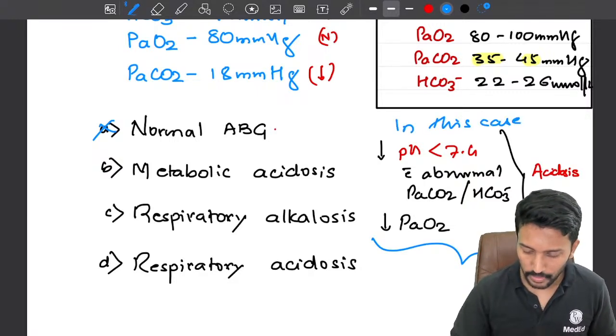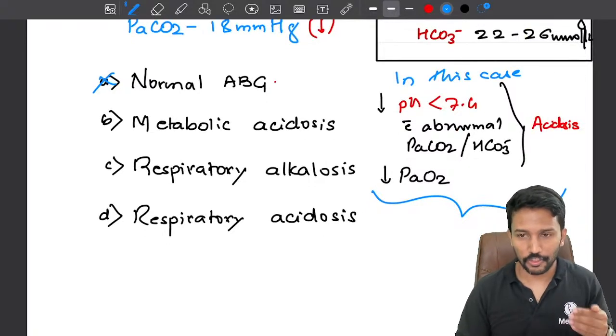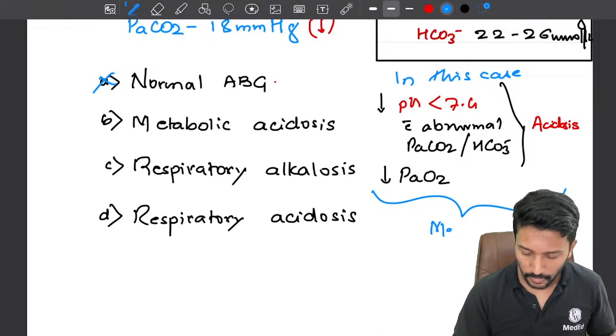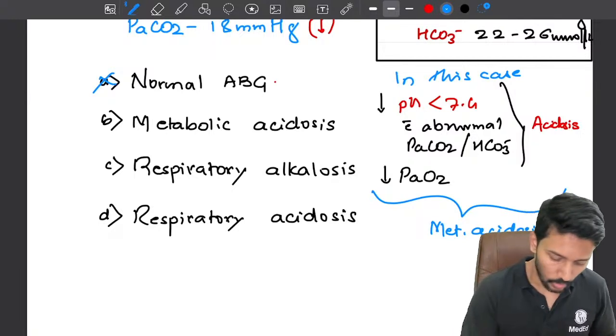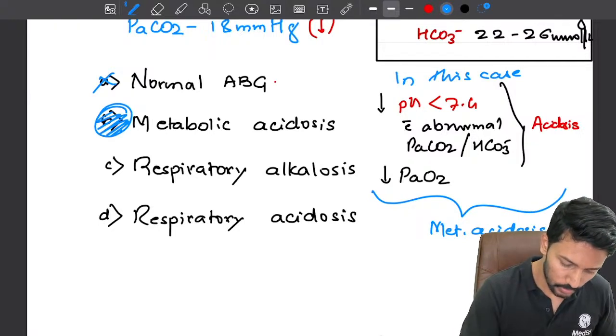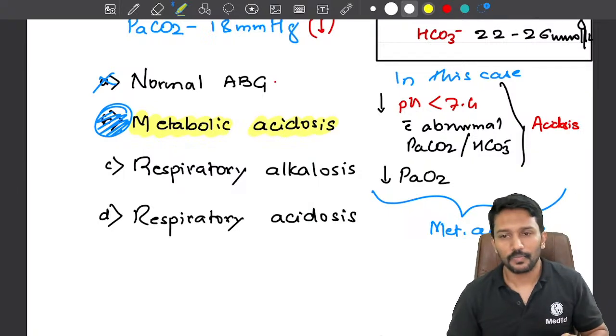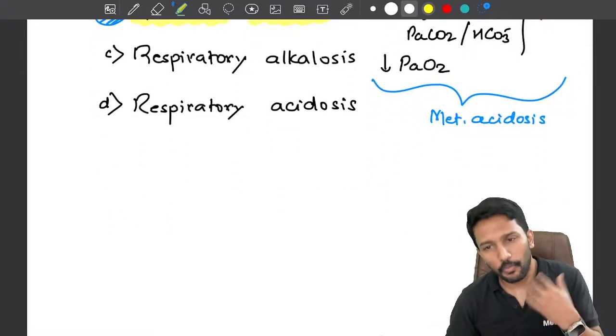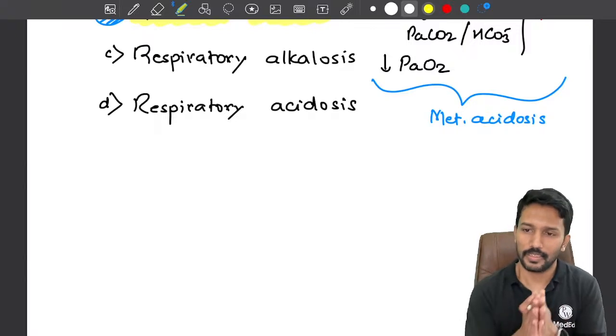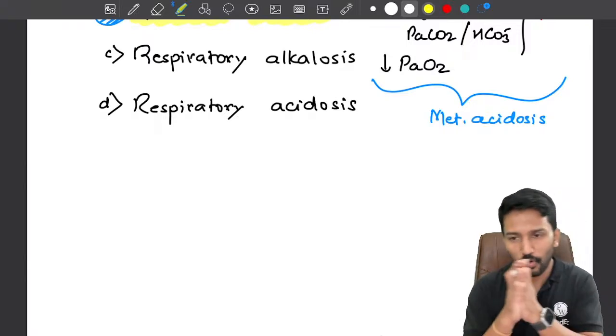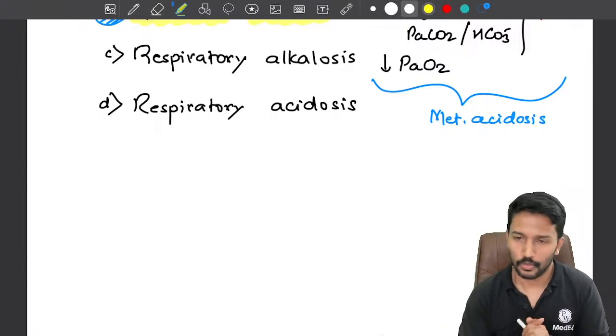So in that case, both are in the same direction and pH is low, so it will become metabolic acidosis. So what should be the correct answer for this question? Option B, metabolic acidosis will be the right answer.